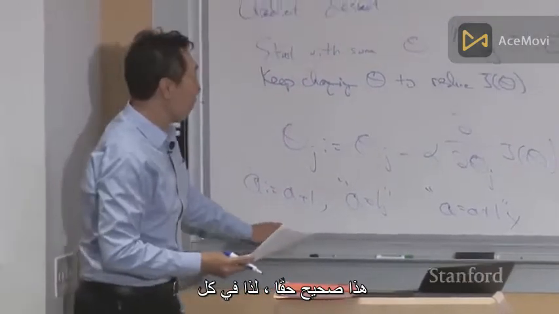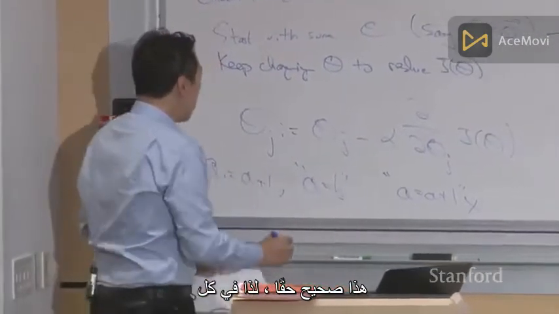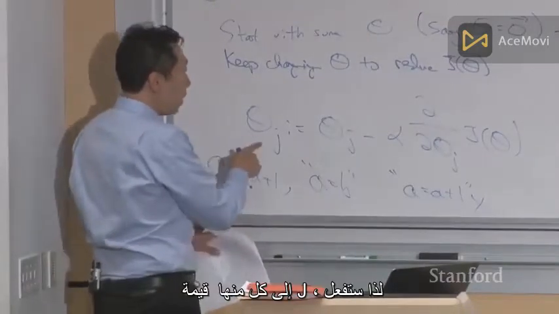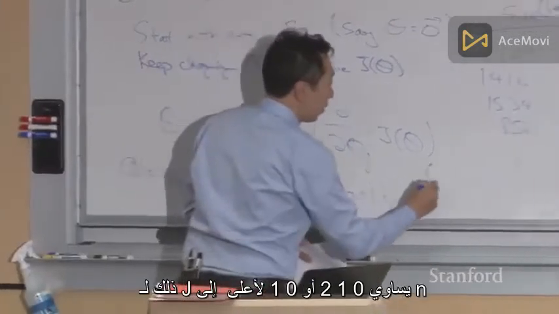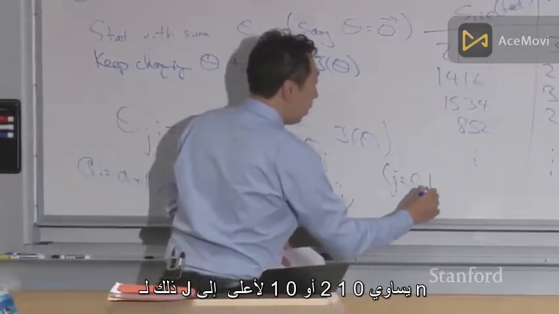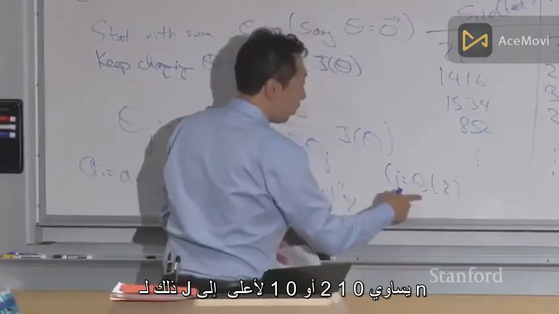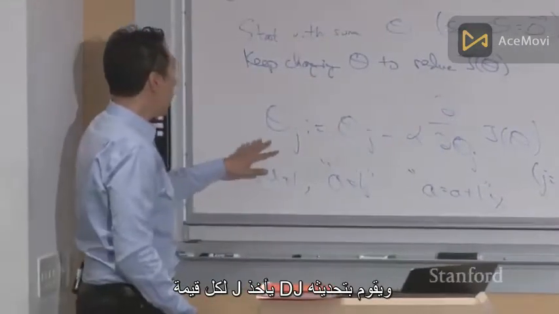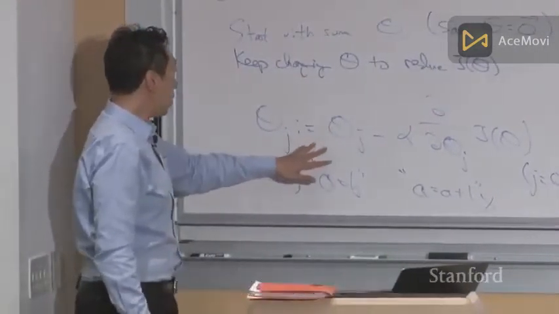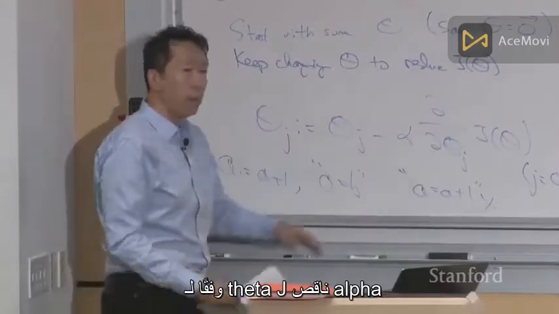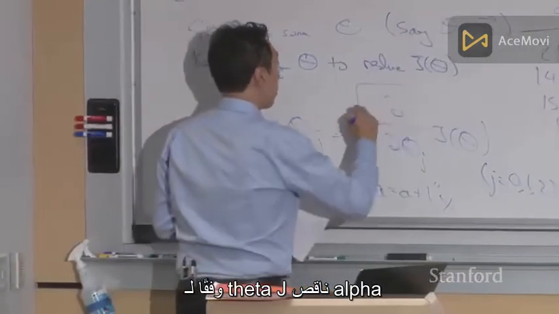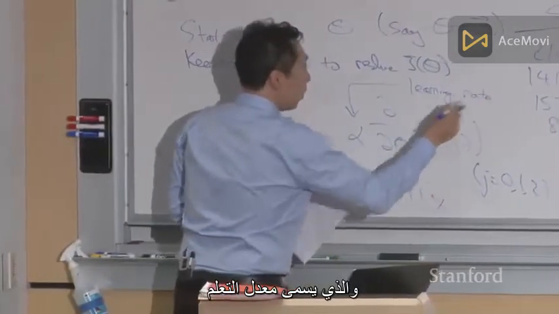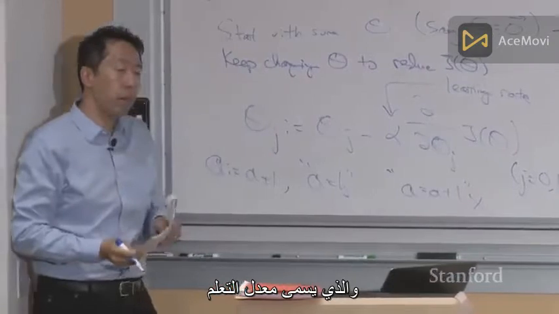All right, so in each step of gradient descent, for each value of j, so you're going to do this for j equals 0, 1, 2, or 0, 1 up to n, where n is the number of features, take theta j and update it according to theta j minus alpha, which is called the learning rate.